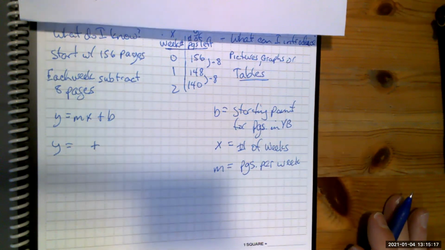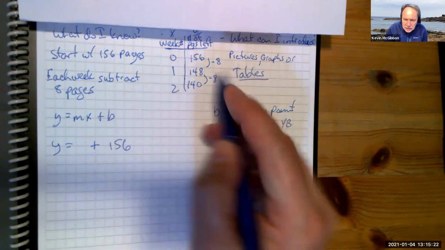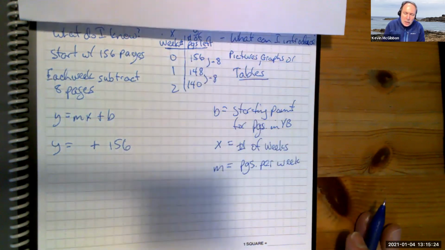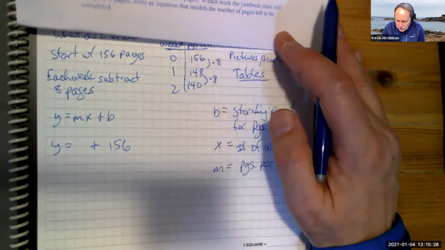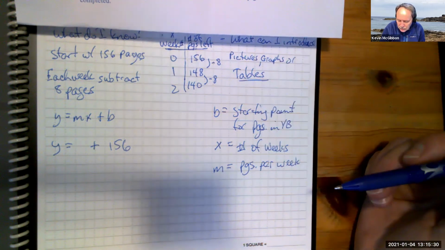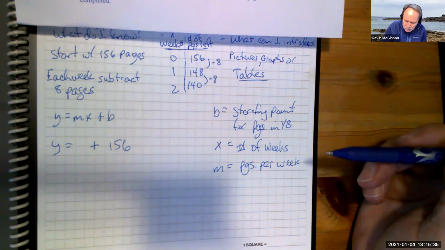156. Yeah, that's our starting point. 0 and 156. So that's our starting point. When they started, they had 156 pages to do.